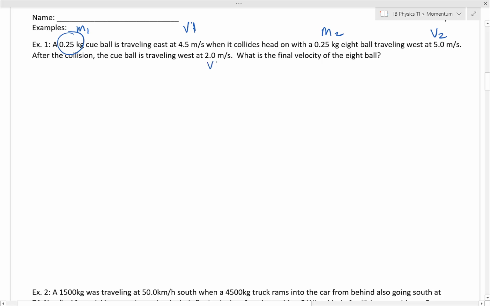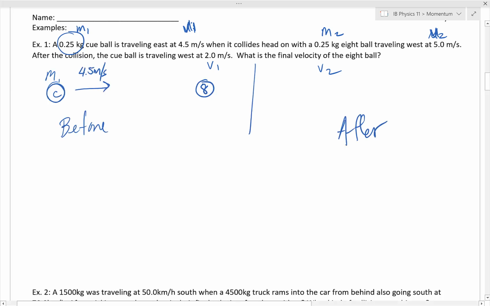Okay, so there's an initial and a final. So I'm going to do this U here for initial, and the same here, same thing, and final with V. What is the final velocity of the 8 ball? So that's V2, and that's U, just to show that there. Okay, so we got two masses. They will collide. There's a before and after. So let's draw a picture first.